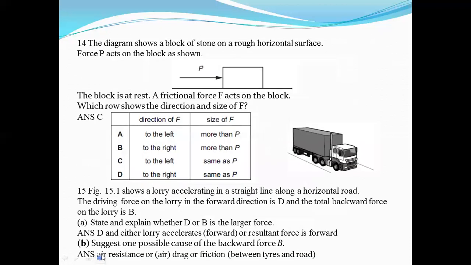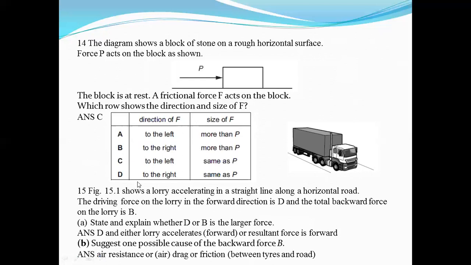Question number 14. The diagram shows a block of stone on a rough horizontal surface. Force P acts on the block as shown. The block is in the state of rest. A frictional force F acts on the block. Which row shows the direction and the size of F? F is the frictional force. P is the pushing force. So frictional force always acts in the opposite direction.